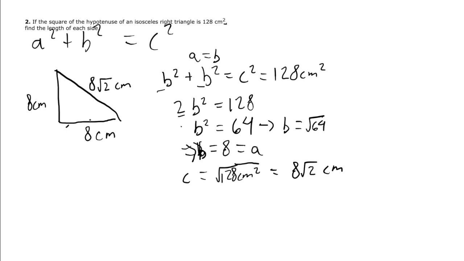So we have two lengths that are equivalent to one another on a right angle triangle. We were able to calculate that those two lengths are equal to 8, and the hypotenuse is equal to 8 root 2.